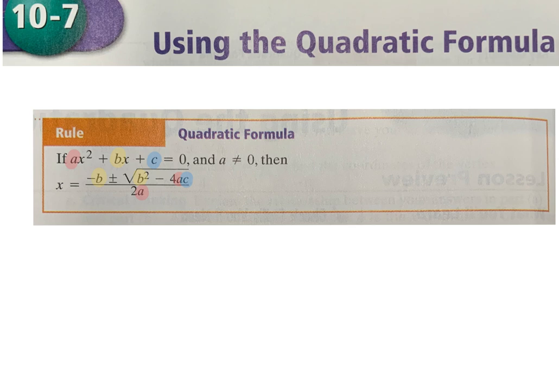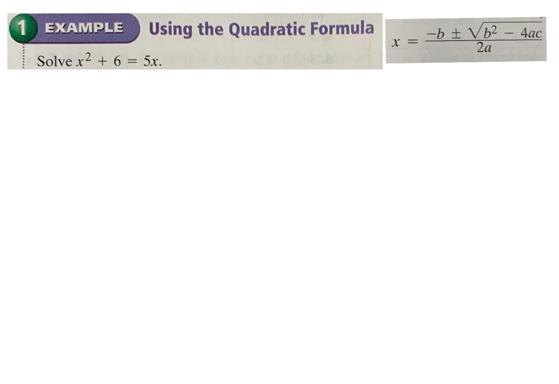Okay? So let's look at it in use. Let's actually solve a problem using the quadratic formula. All right, they have given us x squared plus 6 equals 5x. Okay? So the first rule of the quadratic formula is it has to be equal to 0. This one is not equal to 0, so I have to move this over, and I'm going to do that by just subtracting. I'm going to take my original, and I'm going to subtract my 5x over.